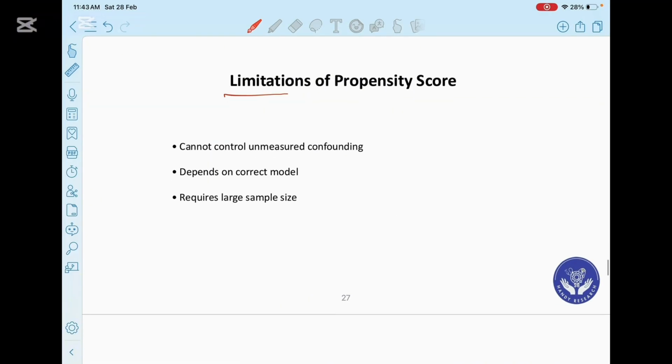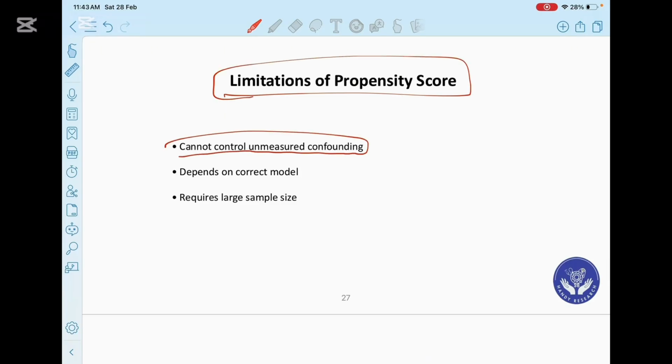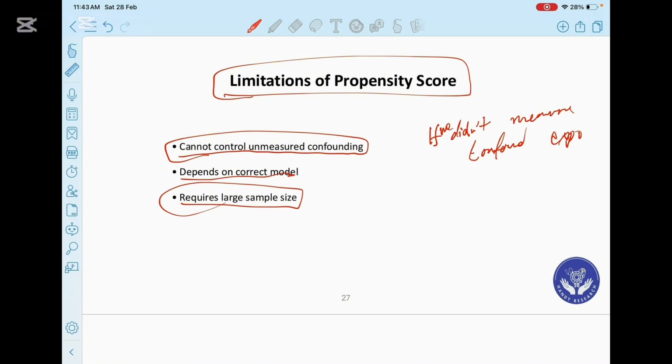So what are the limitations of the propensity scores? We cannot control unmeasured confounding. Like if we didn't measure confounding factors or exposure, then we cannot calculate its propensity scores, and we cannot control unmeasured confounding. So it depends on the correct model, and it requires a large sample size.